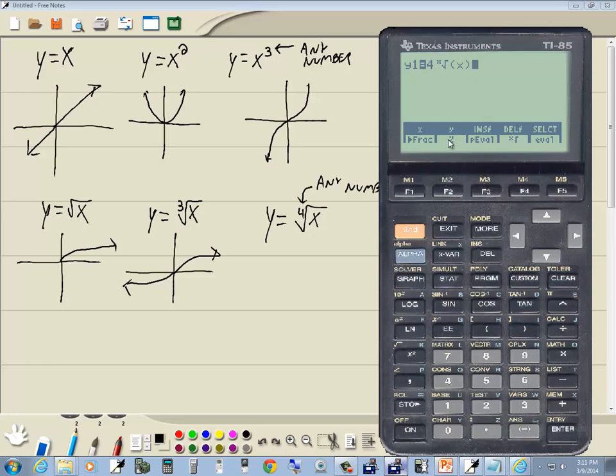So I don't see graph on here. So I'll do an exit. There's graph. One more exit. And then the graph, F5 is right below it. So I do that one.